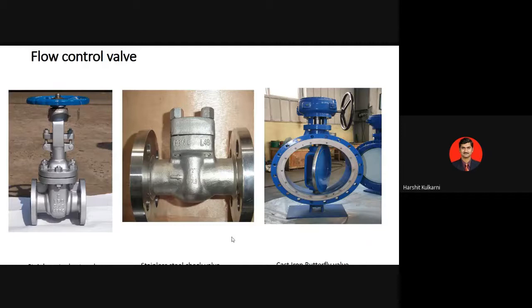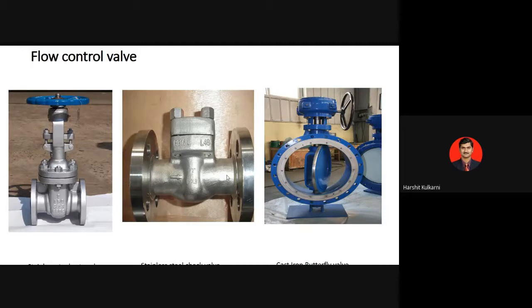Second is the stainless steel check valve. The check valve is one of the non-return types of valves which we have understood in the earlier classes. So you have free flow in one direction and no flow in the other direction, because it will have a ball which will be seated on the seat and it will lock it.